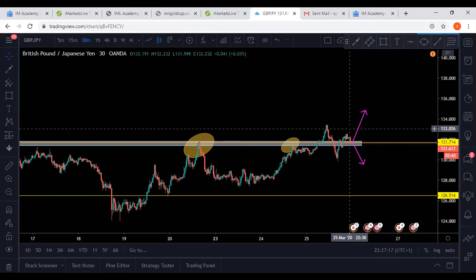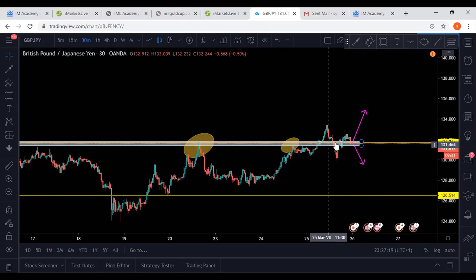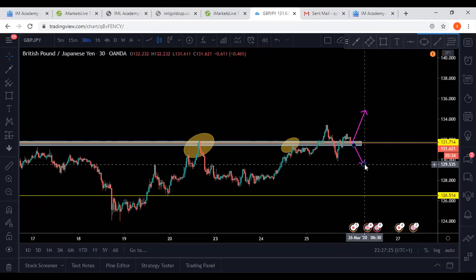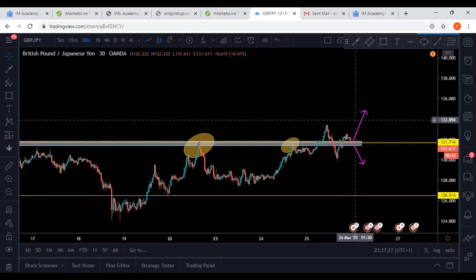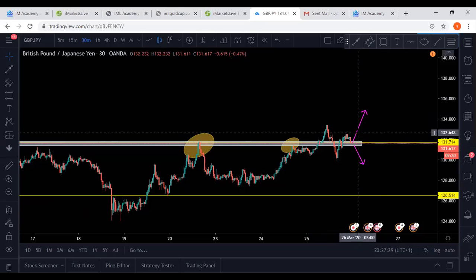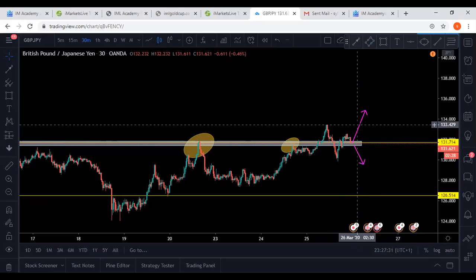So why don't you wait? Wait for the candle to finish forming. And when the candle forms, if it closes to the downside, you know that you should be getting ready for a sell. But if it closes to the upside and the next candle closes to the upside, you know that you should be buying this market.